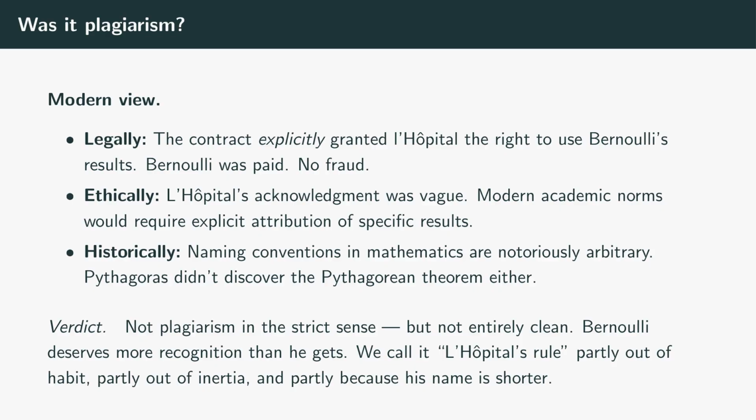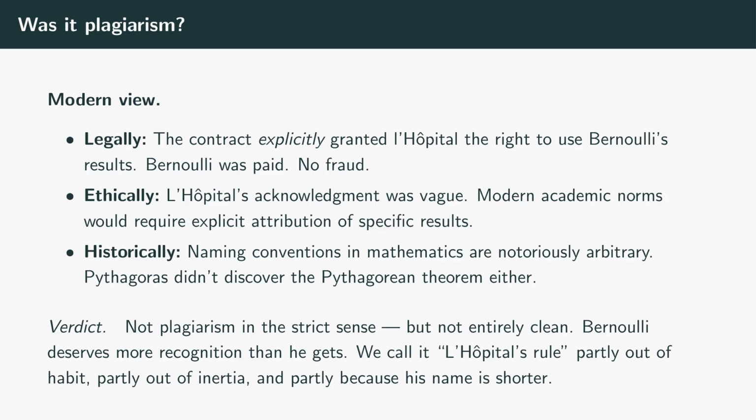L'Hôpital's acknowledgement was vague enough that readers couldn't tell which results were original to him and which were not. By the standards of modern academic publishing, you'd be expected to attribute specific results to specific people. By the standards of 1696, attribution norms were much looser. Historically, naming conventions in mathematics are a mess.